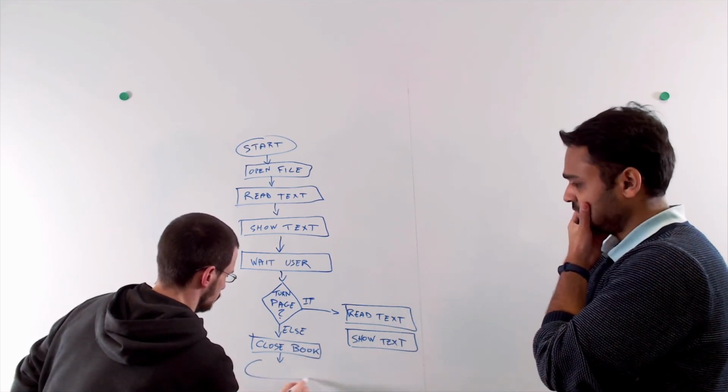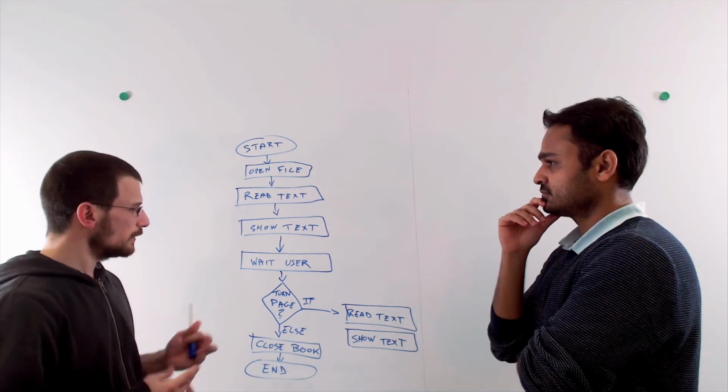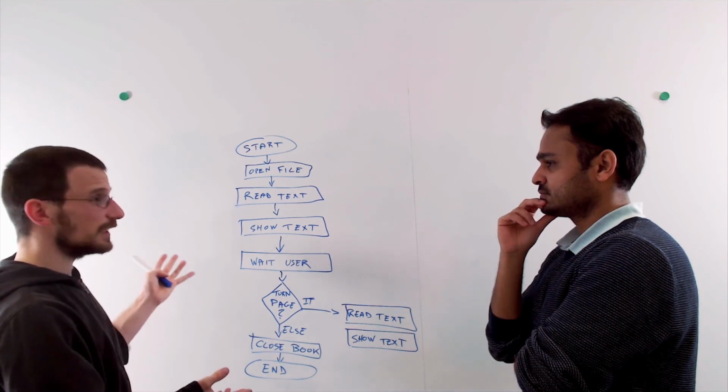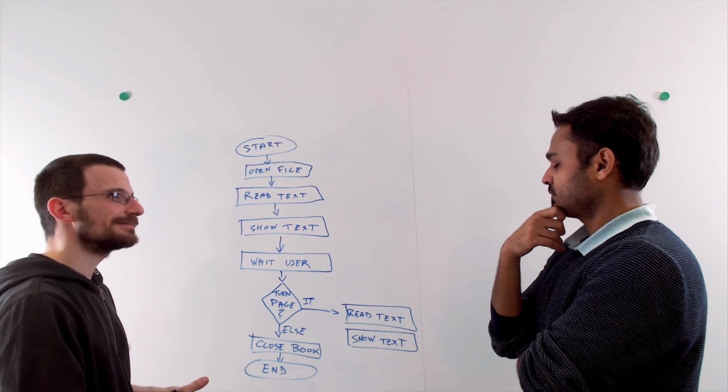Nice. Okay. Right. So we have all our tasks. That's the first version of our e-reader algorithm. Yeah, I see that.